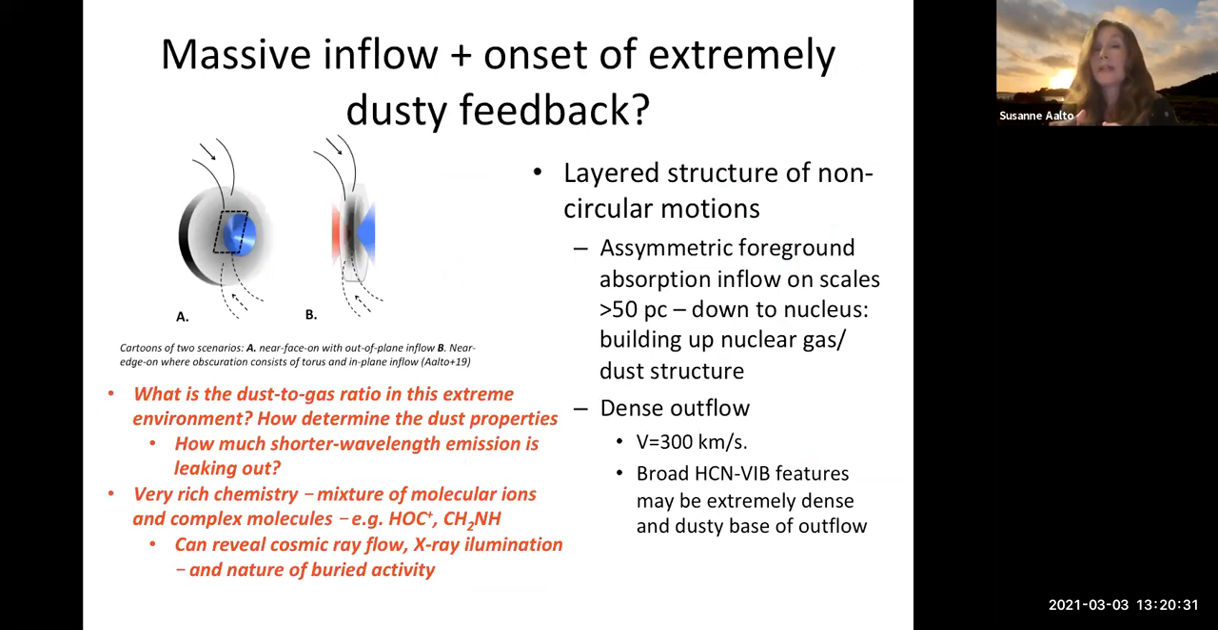They have massive inflows in their centers, but they also even have outflow structures, which is actually quite surprising. We don't know what the dust-to-gas ratio is in these extreme environments. We're trying to find out ways and methods on how to test that. We don't even know how much shorter wavelength emission is really leaking out. That's another thing we also try to understand. But the chemistry here is extremely rich. That means that we can use molecules such as, in this case, HOC+, for example, the isomer of HCO+ that we heard about before, or the prebiotic molecule methanimine, for example, to help us reveal cosmic ray fluxes and X-ray illumination in the centers, and hopefully then arrive at a conclusion on the nature of the buried activity.